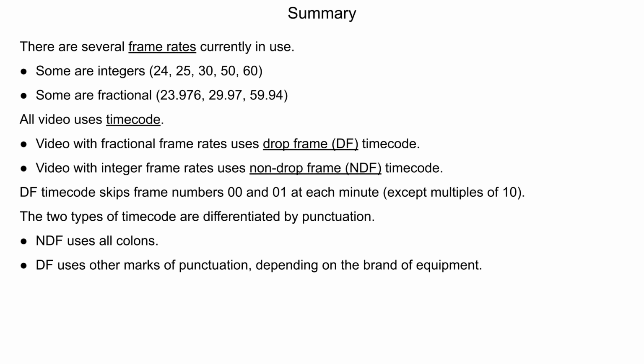All video has got timecode embedded in it now. There are two flavors of timecode, drop frame and non-drop frame. Non-drop frame is used for integer frame rates. Drop frame is used for fractional frame rates. The way to distinguish between drop frame and non-drop frame is in the marks of punctuation used in the display. If it's all colons, it's non-drop frame. If it has any mark of punctuation besides a colon anywhere in it, it's drop frame.